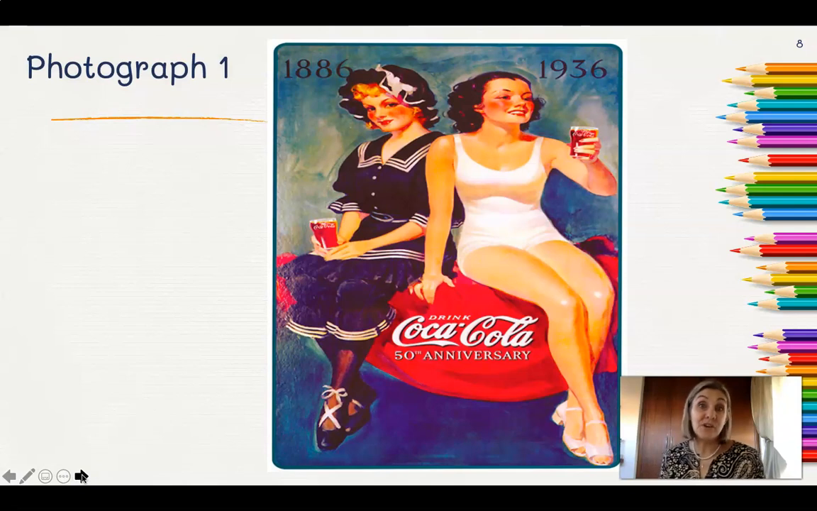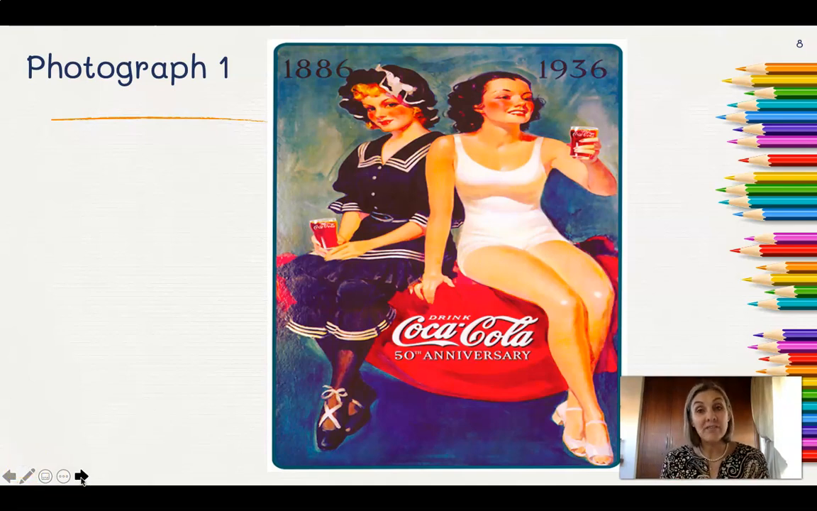So let's take a look at this photograph number one. So first of all, just those three basic things. What do you see? What does it make you feel? And what do you think they're trying to get you to understand from the picture? So you can pause the video at this stage and look at the picture and just tell me even those two things. What do you see? Just write those things down. And what do you feel looking at the photograph?